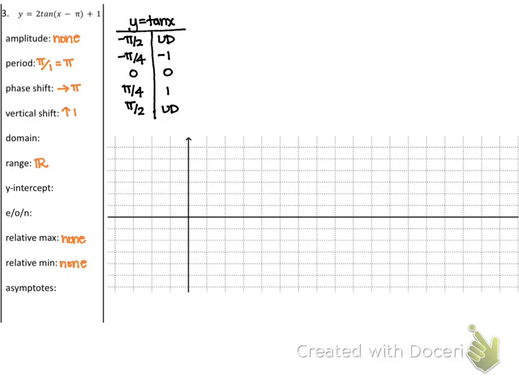Okay, now let's take a look at what we got to do here. So my x value is going to get divided by 1. And then I'm going to add pi to it.